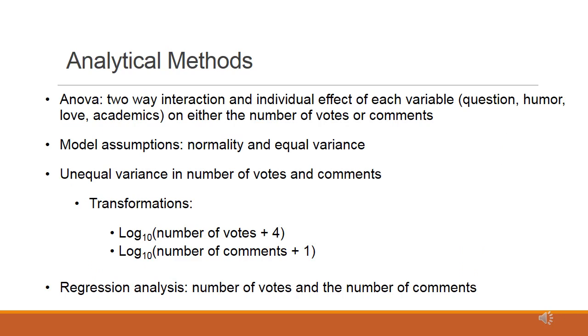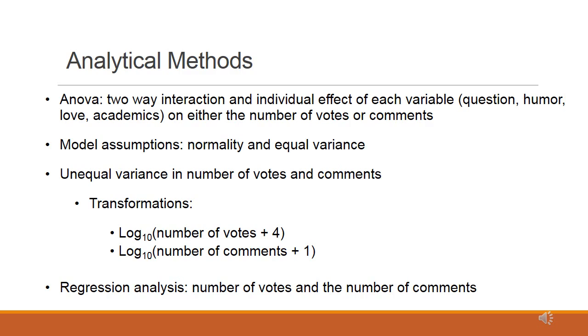For our analytical methods we used an ANOVA, we did a two-way interaction and individual effect of each variable, looking at the questions, humor, love, and academics, on either the number of votes or comments. So with an ANOVA, you assume normality and equal variance. However, there was unequal variance on our number of votes and comments, so we had to do some log transformations to make the variance more uniform between all of our groups.